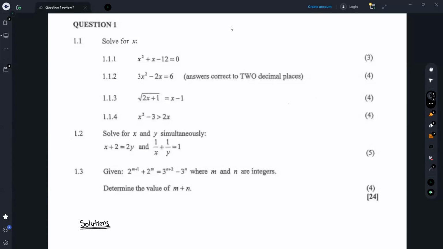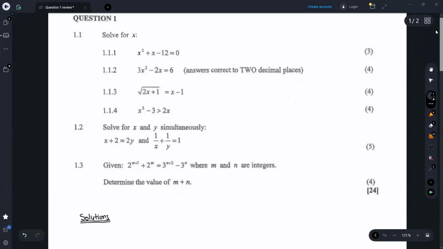Right. So now, Question 1.1, solve for x. Well, in the first case here, 1.1.1, we have x squared plus x minus 12 equals 0. So this is your normal solve for x type of question that you're going to find.